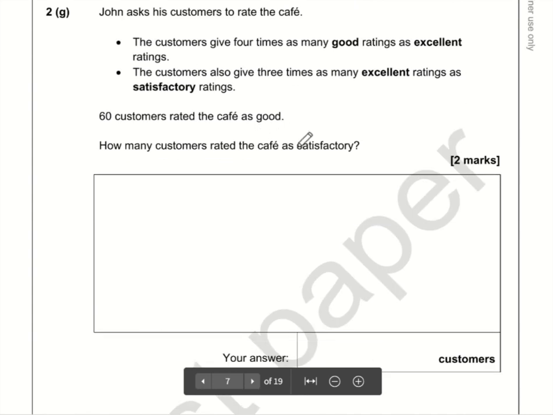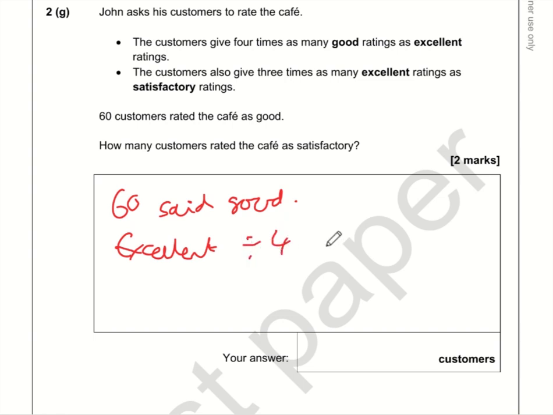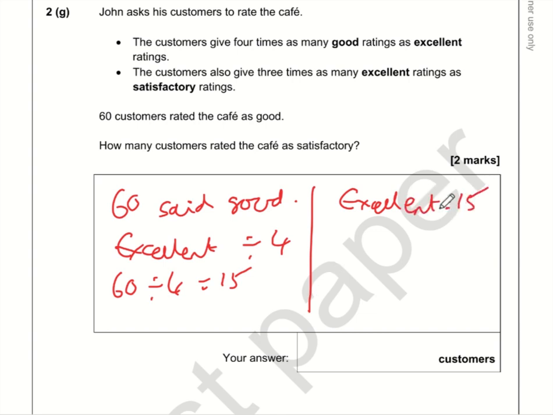Okay, 2G, we know that 60 said good, and the customers give 4 times as many good as excellent. So excellent is 4 times less. So 60 divided by 4 is 15. So excellent is 15 ratings.